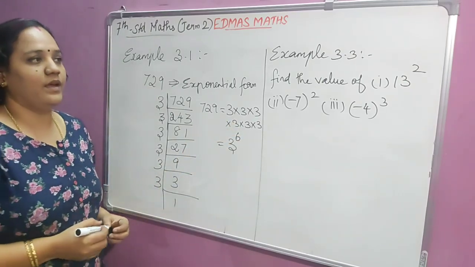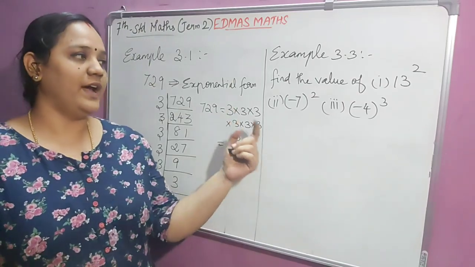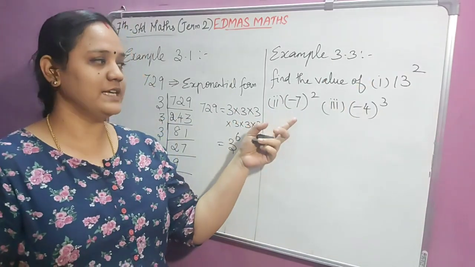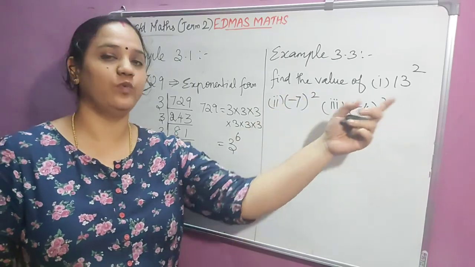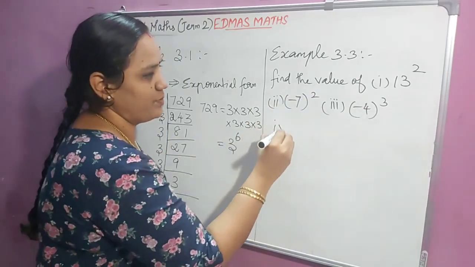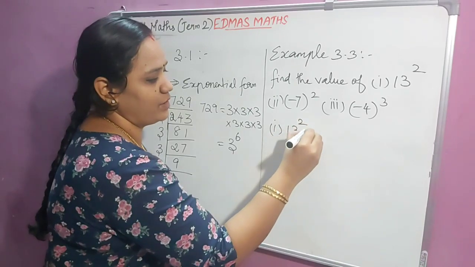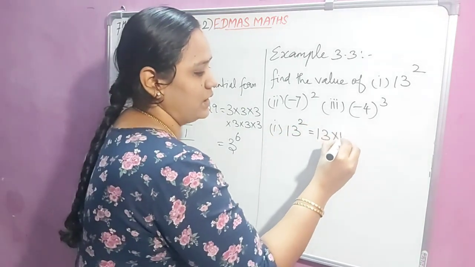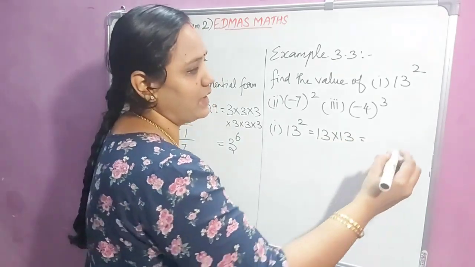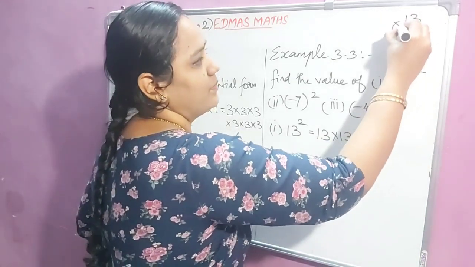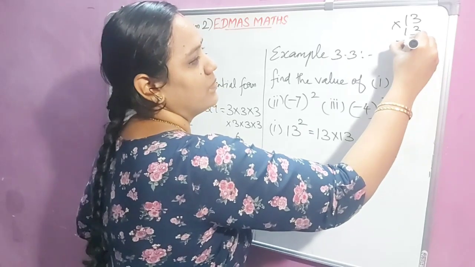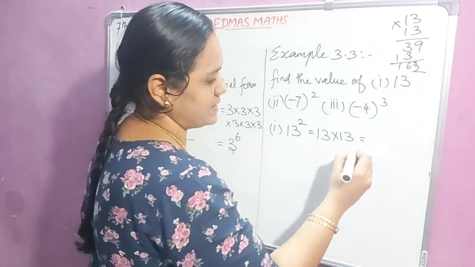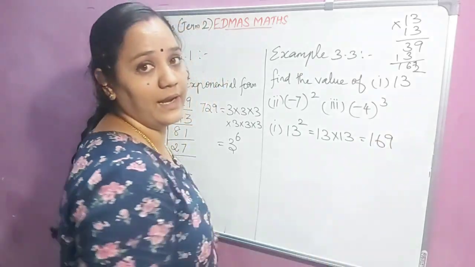So, next example 3.3. Find the value of 13 power 2, minus 7 power 2 and minus 4 power 3. So, the first option is 13 power 2. So, what is 13 power 2? 13 into 13. So, we have to multiply 13 into 13. So, the answer is 169.